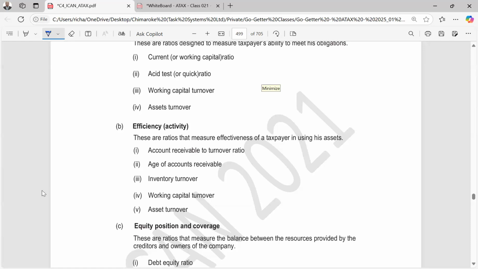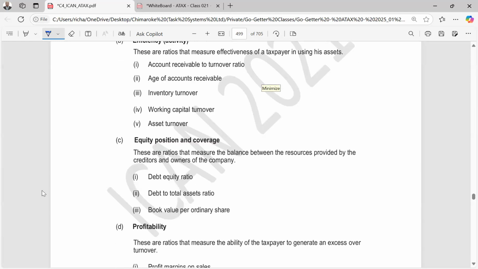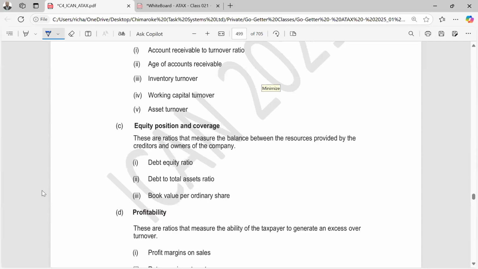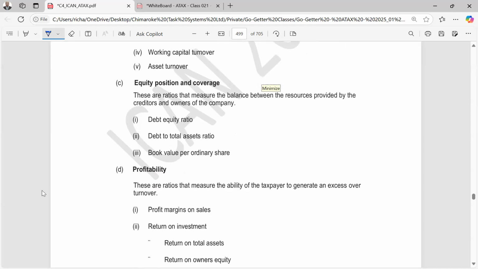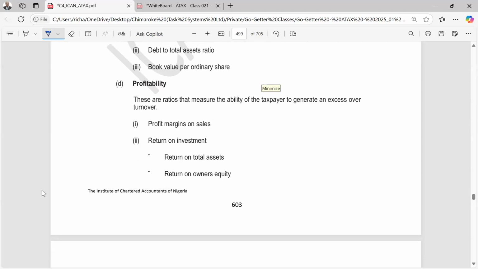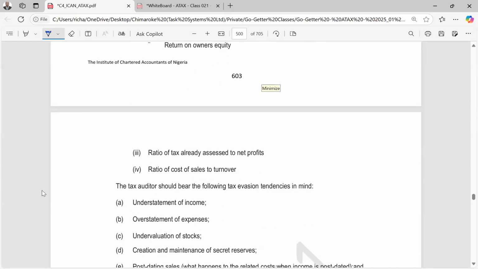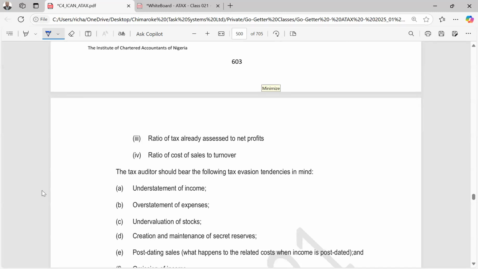So that's it. Then we go to equity position and coverage. These ratios measure the balance between the resources provided by the creditors and the owners. So they're going to check debt equity ratio. We have the debt to asset ratio, book value per ordinary share. Then we also check profitability ratios, profit margin on sales, return on investment, on total and on sales. Okay, then we have ratio of tax already assessed to net profit and all that.